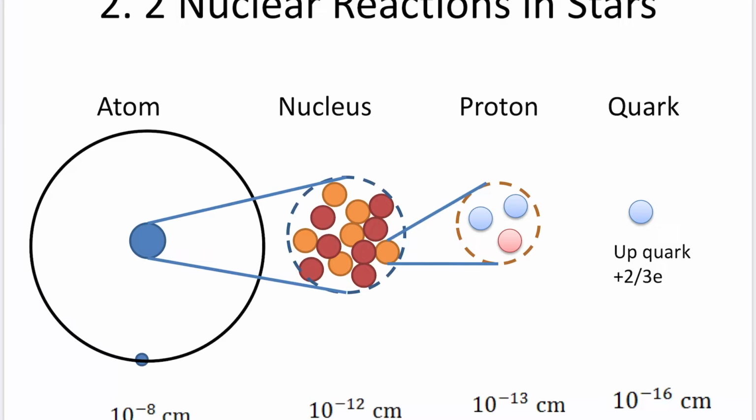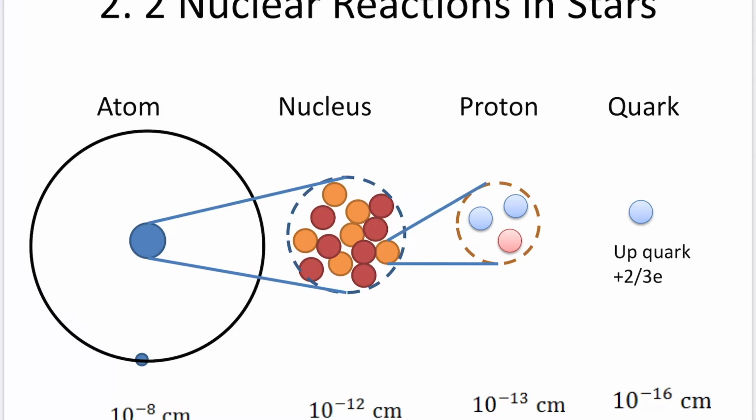The size of the atom is about 10 to minus 8 centimeters. And the nucleus is much smaller than the atom, about 10 to minus 12 centimeters. The nucleus is composed of protons and neutrons. And the proton is about 10 to minus 13 centimeters. And the proton is composed of 3 quarks, up quarks and a down quark.